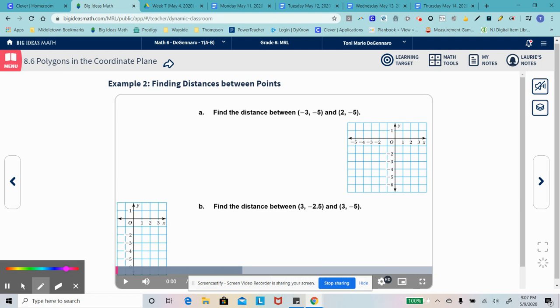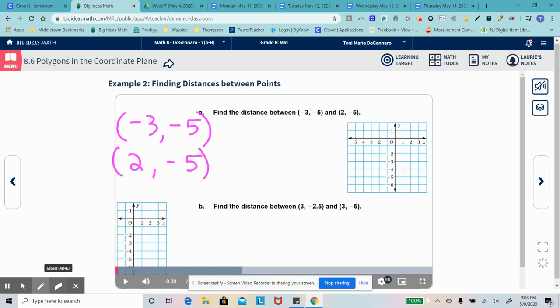So they give you a graph, and if it helps you, I want you to graph. And then if you can do it right from seeing the ordered pairs, you can absolutely do that too. So they give you -3, -5, and they give you 2, -5. So think about it. See if they're in the same quadrant. Are all the x's the same, the y's the same, in values of the negatives and positives, not numbers. So it looks like your y's are the same.